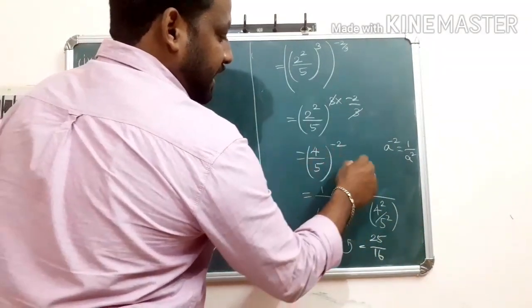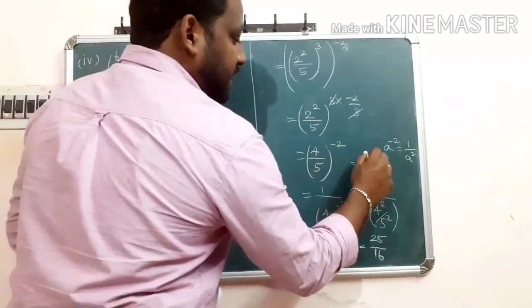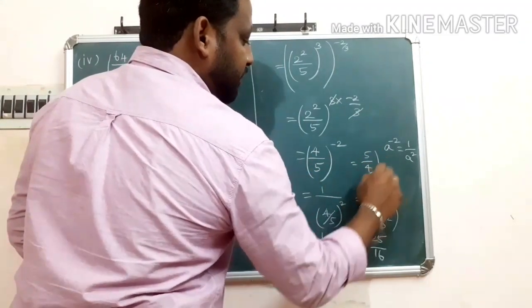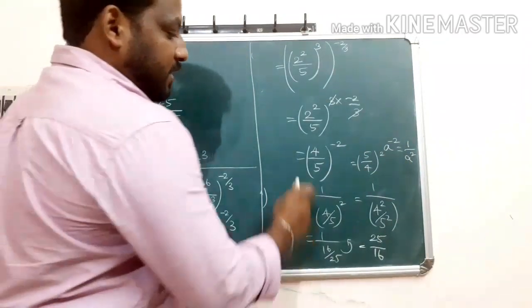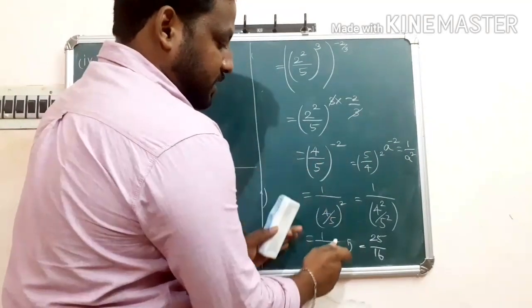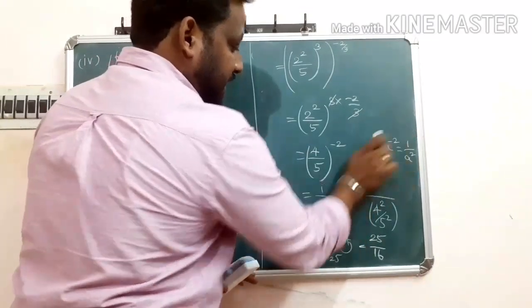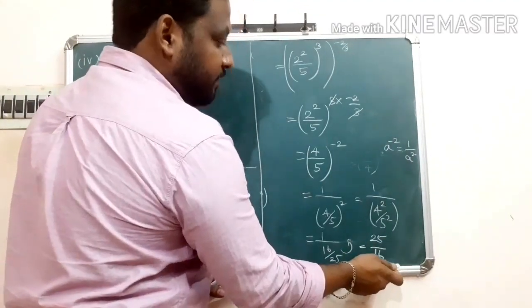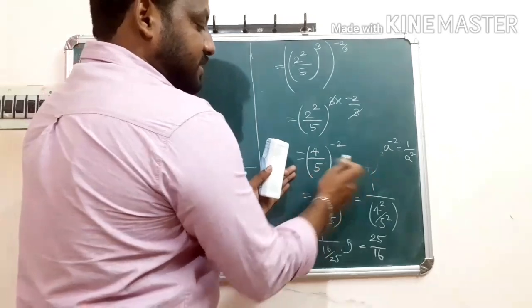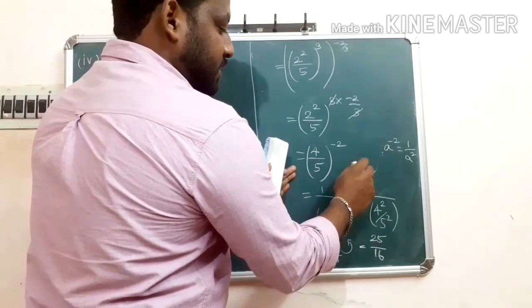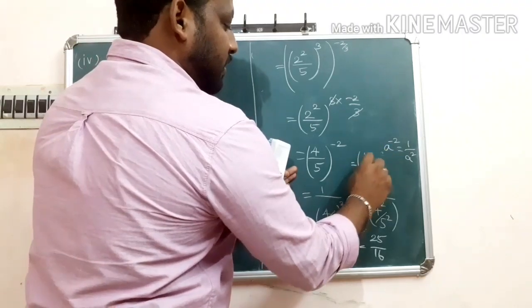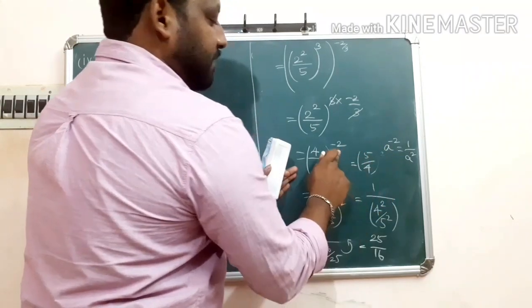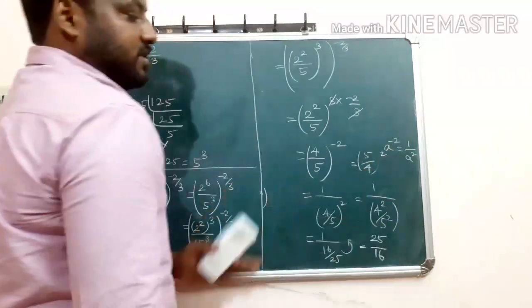You can write 4 by 5 as 5 by 4. You can change the power symbol into plus symbol. Clear? If you continue these steps, you can directly continue up to here. If you change here, directly you can change 4 by 5 in the reciprocal form, that is 5 by 4. The power should be changed into the positive value.